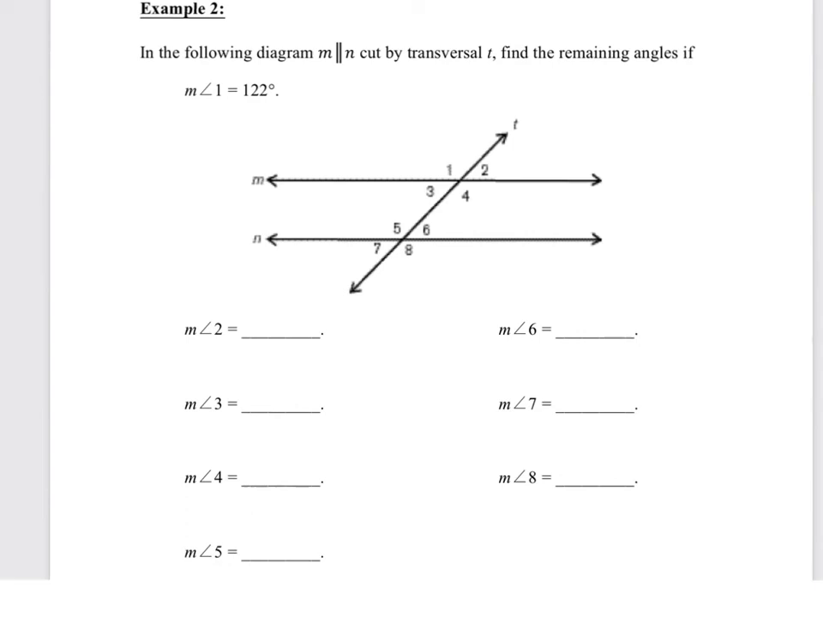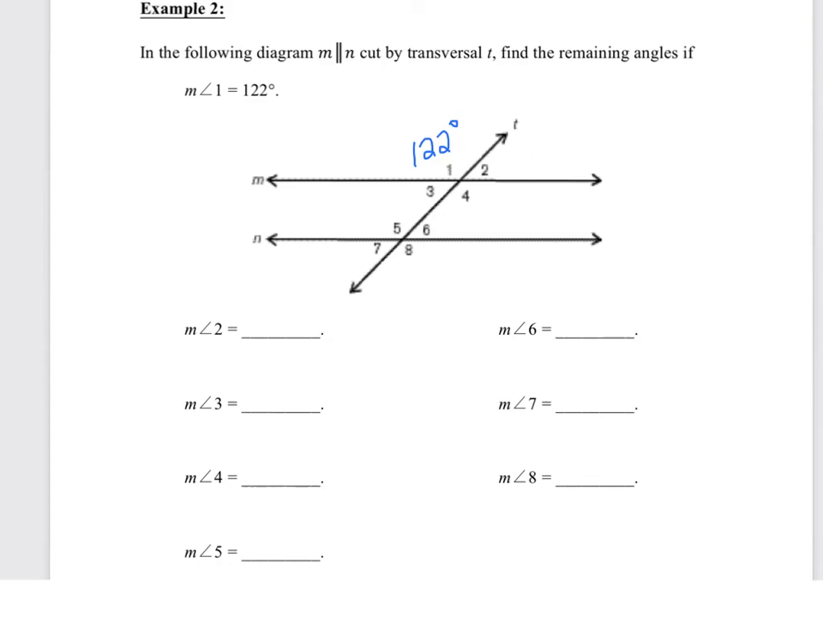Okay, so in example 2, it says in the following diagram, M is parallel to N, cut by transversal T. Find the remaining angles if the measure of angle 1 equals 122 degrees. So let's plug in angle 1, which is 122 degrees. And I like to fill in my diagram, my figure, before I actually fill in the questions below. So if angle 1 is 122 degrees, what other angles equal 122 degrees?